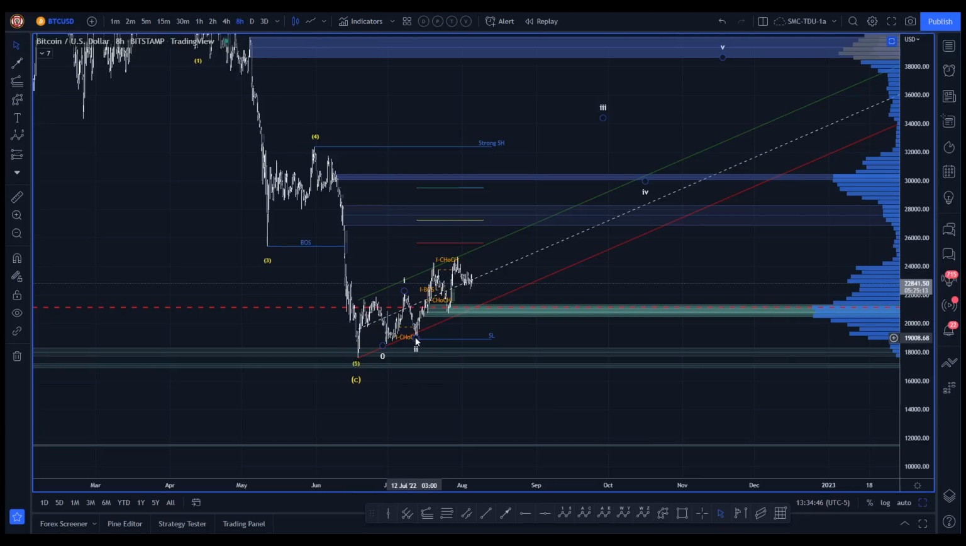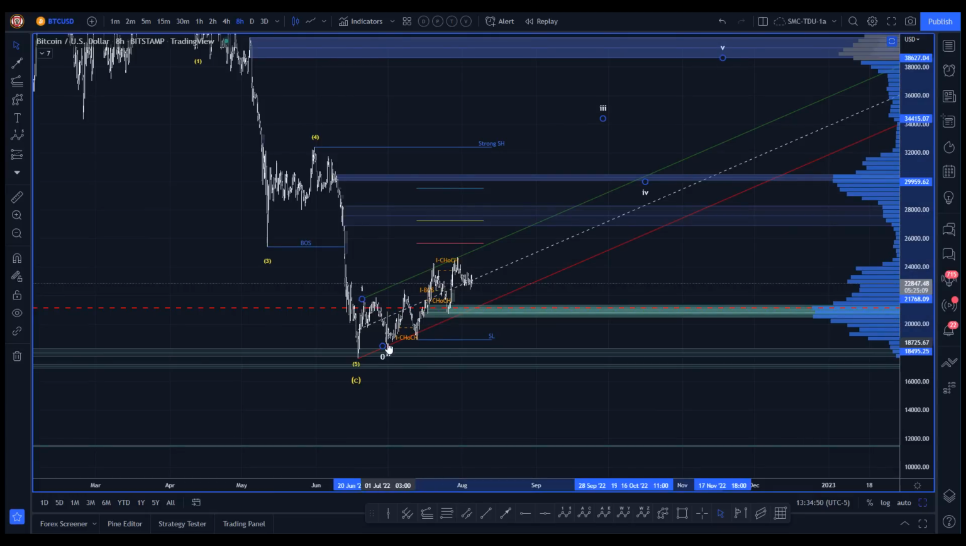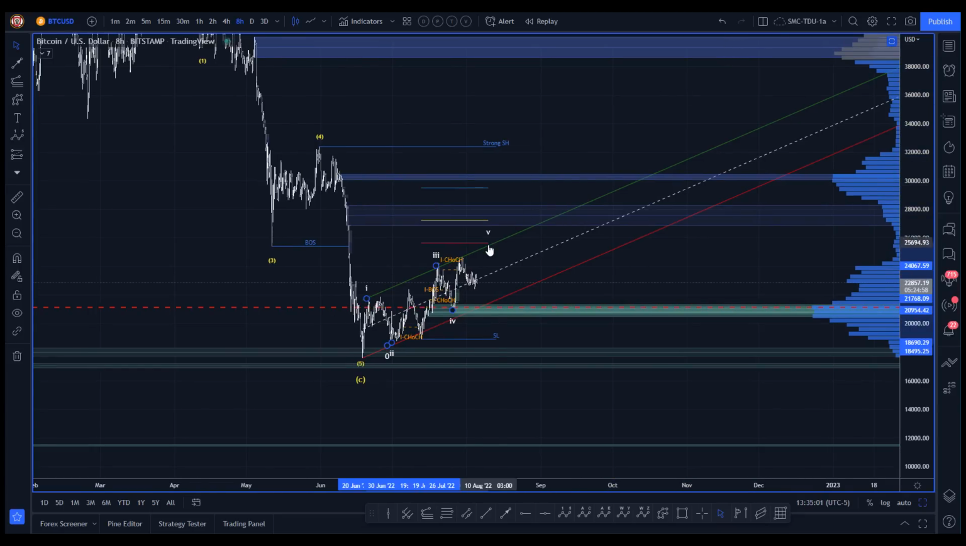Well, the first problem is I got to call that. I don't even like doing that. Let's do it here. 1, 2, A, B, C. So this would have to be the 3. This would have to be the 4, right? We got the overlap here, and the 5 comes in up here, right? Could be.